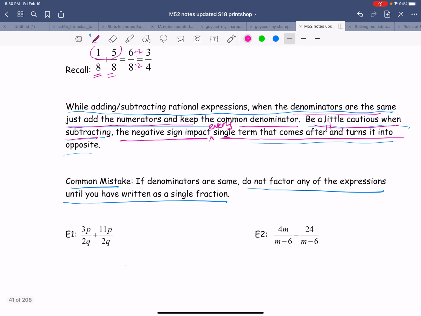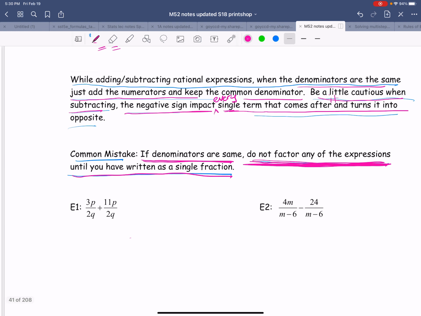A common mistake when denominators are the same: do not factor any of the expressions, okay? That would be a mistake if you start factoring expressions when the denominators are the same. So don't factor anything until you have written it as a single fraction and you have written the common denominator as the denominator. So if denominators are the same, do not factor any of the expressions until you have written it as a single fraction. Let's check out some examples.